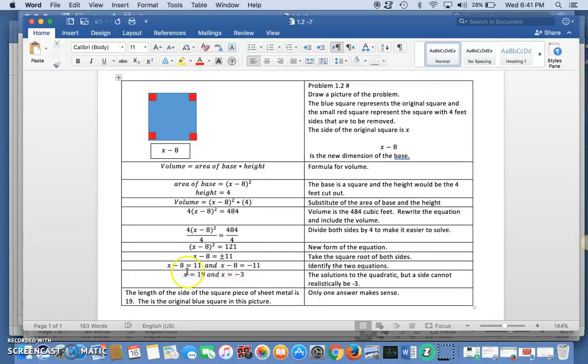Separate into your two equations. x minus 8 equals 11. x minus 8 equals negative 11. When we add 8, we get 19. And when we add 8 here, we get negative 3.